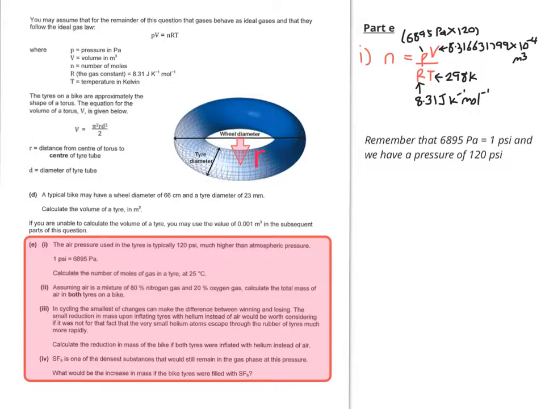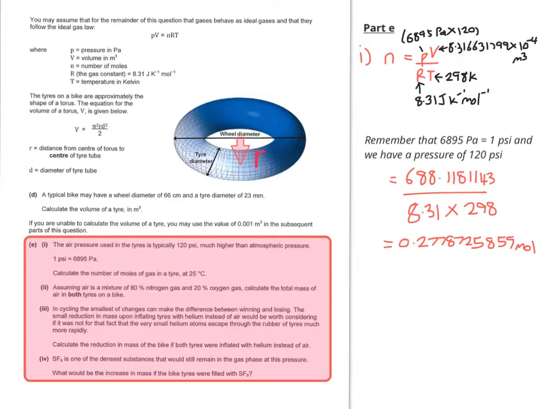So putting the numbers in one more time. So that gives us 0.2778725859 moles.